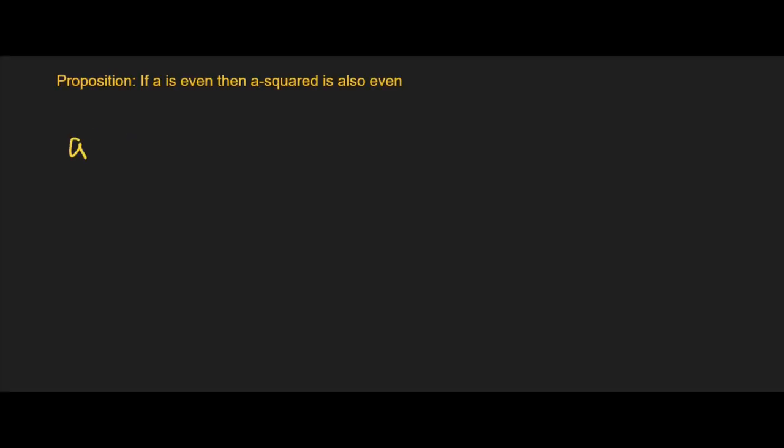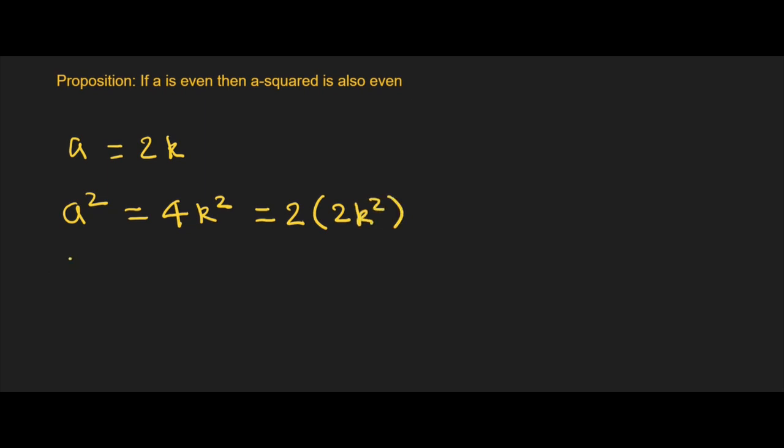So let's start with our first proposition. If A is even, then A squared is also even. If A is even, we can write A equals 2 multiplied by some integer k. If we now square this, we can write A squared equals 4 multiplied by k squared. This is obviously also a multiple of 2, so we can write it as 2 multiplied by 2k squared. And because it's a multiple of 2, it's even. And so, very simply, by the method of direct proof, we've shown that if A is even, then A squared is also even.